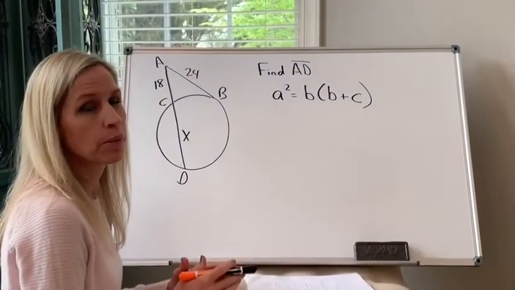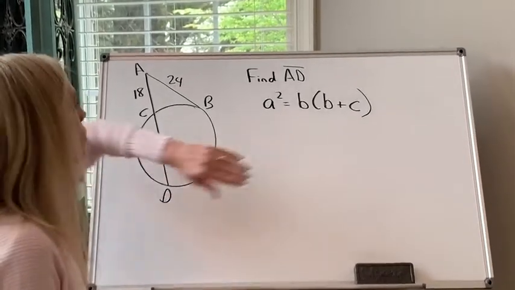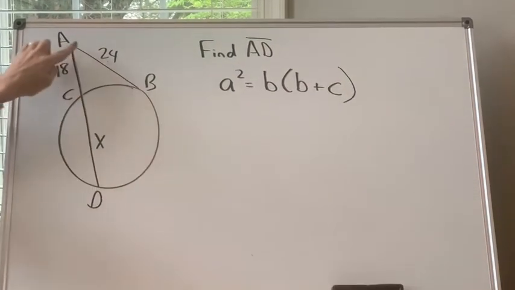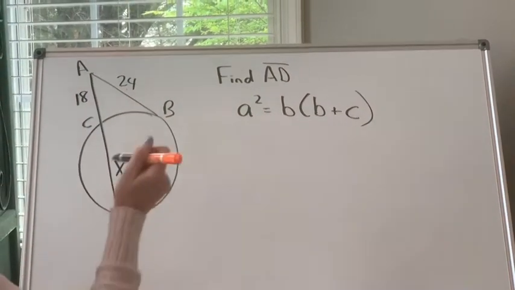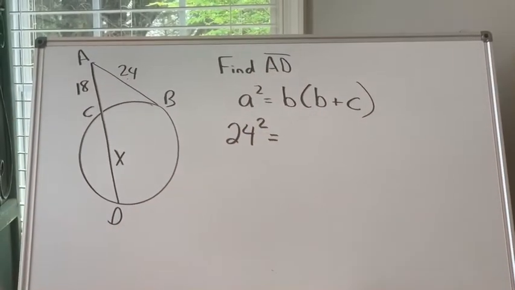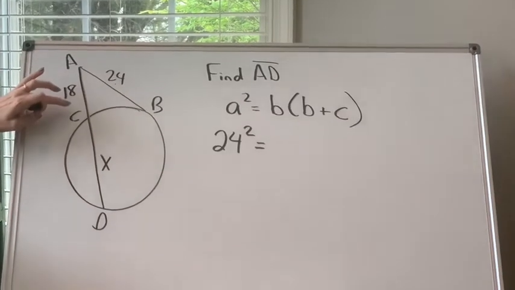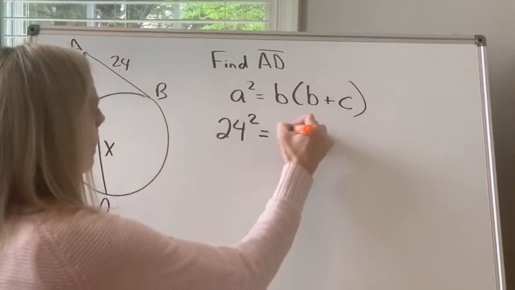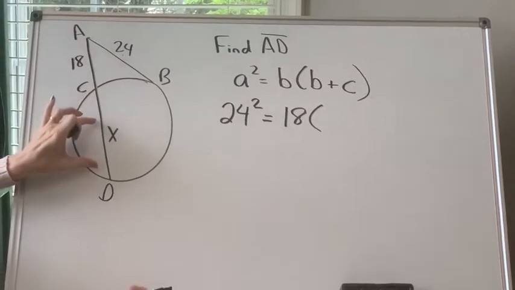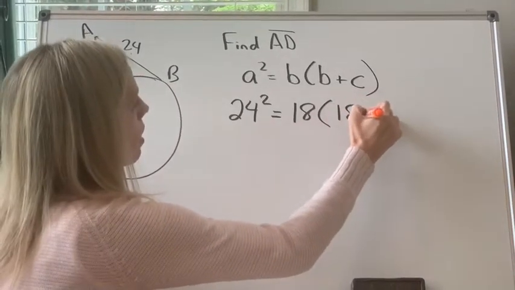Okay, so this problem is similar to number 6. We have our rule, we just talked about that. So for this one, we want to identify the A. So that's going to be our little tangent piece here. So the length of that tangent piece is 24. So we're going to say 24 squared is equal to, and then we come over here. So our B needs to be this part outside the circle. So that is going to be 18. And then we're going to multiply it by the total of this segment and that segment, which 18 plus X is how we would describe this.